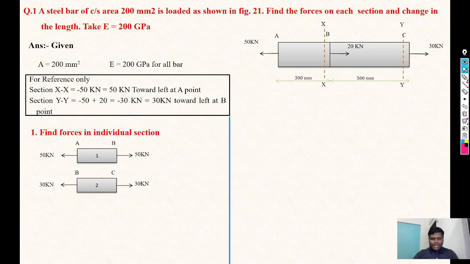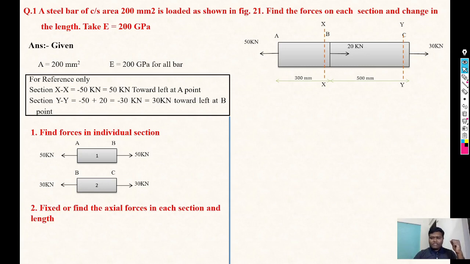Again, as we have discussed for the AB section, if our force at point B is away from the body, we will consider the same magnitude, and that force is also away from the body, correct? So now our first step is completed. We have calculated the forces in each individual section. Two sections are there, AB and BC. So we have calculated the individual forces on the AB section and the BC section.